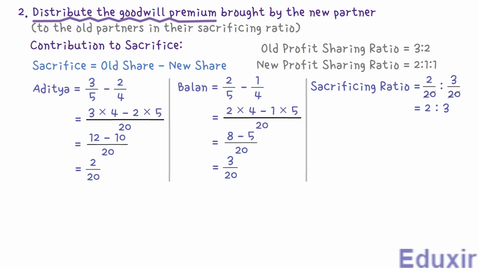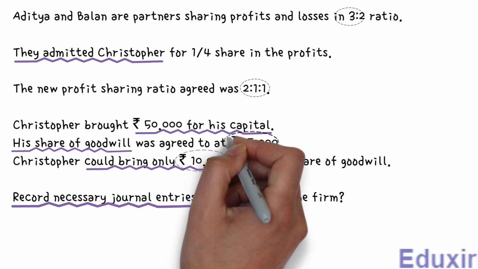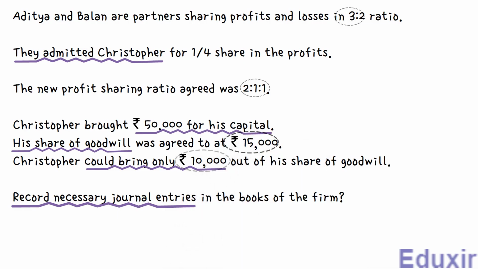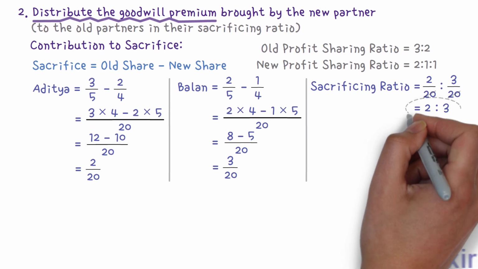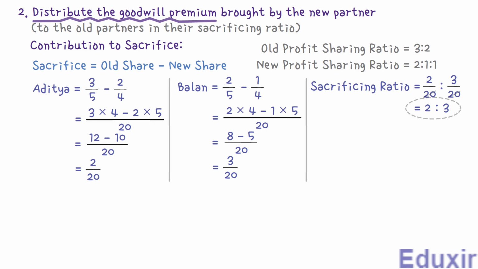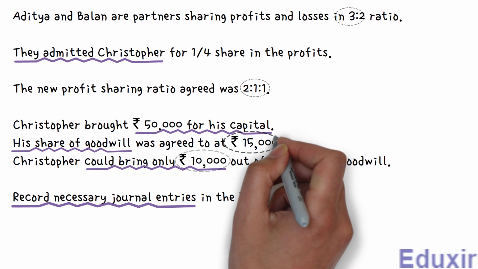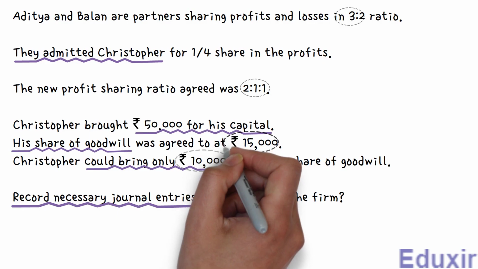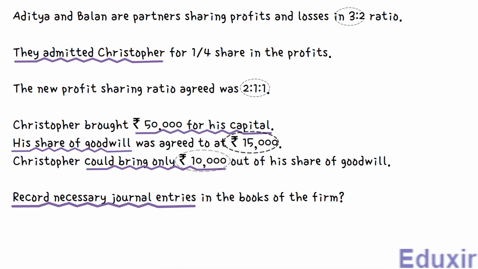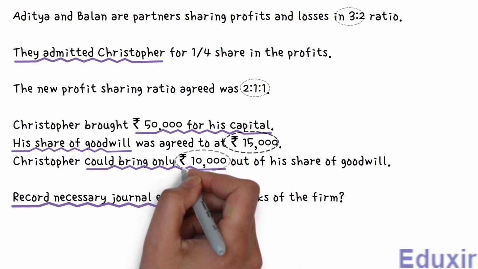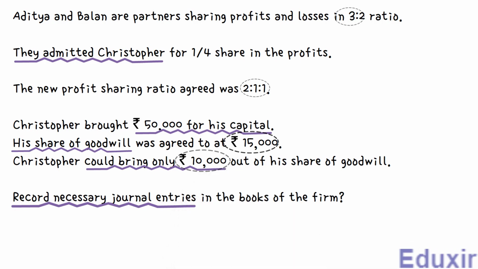So the goodwill premium agreed upon by the new partner Christopher, which is equal to 15,000 rupees, should be distributed among the old partners in the ratio 2 is to 3. There is one thing that we should pay special attention here. We have to distribute the agreed upon goodwill premium, which is 15,000 rupees. It is not the 10,000 rupees of goodwill premium brought in by the new partner Christopher.